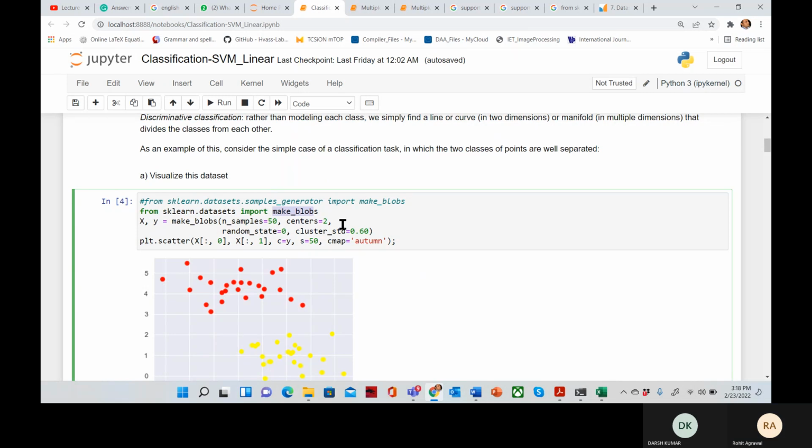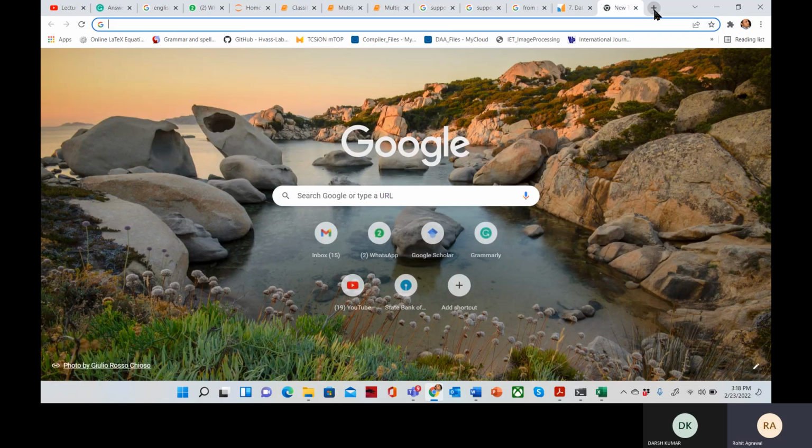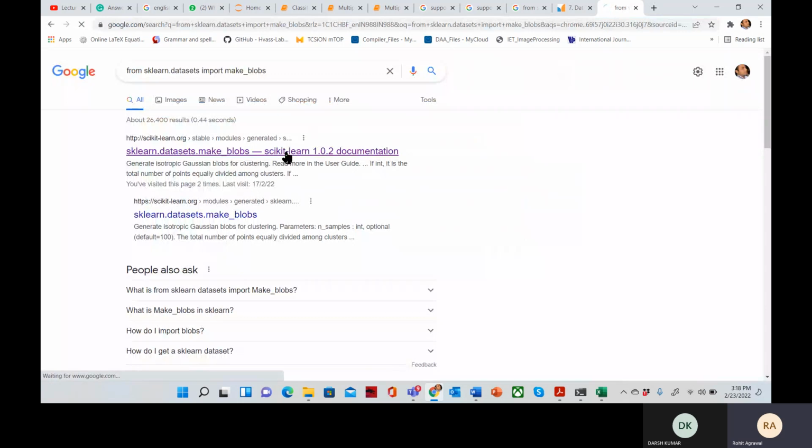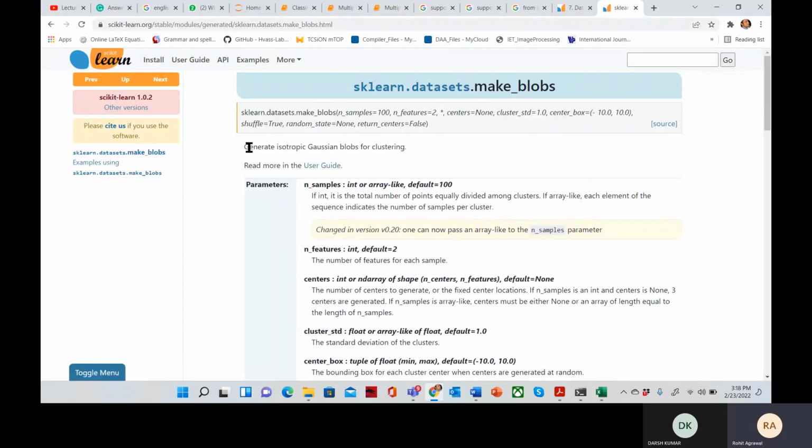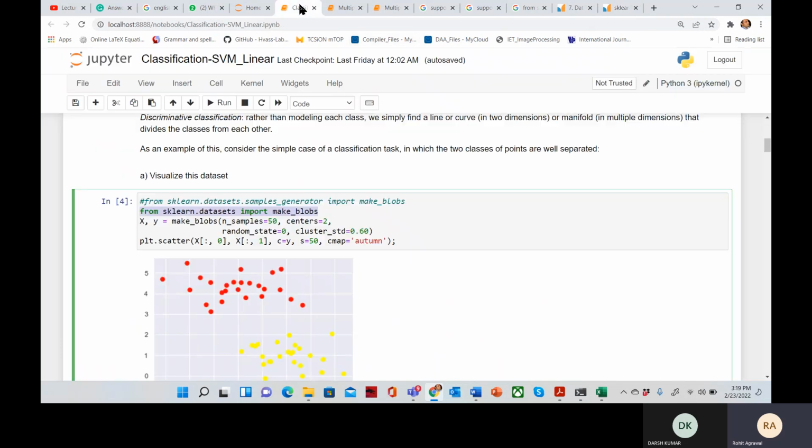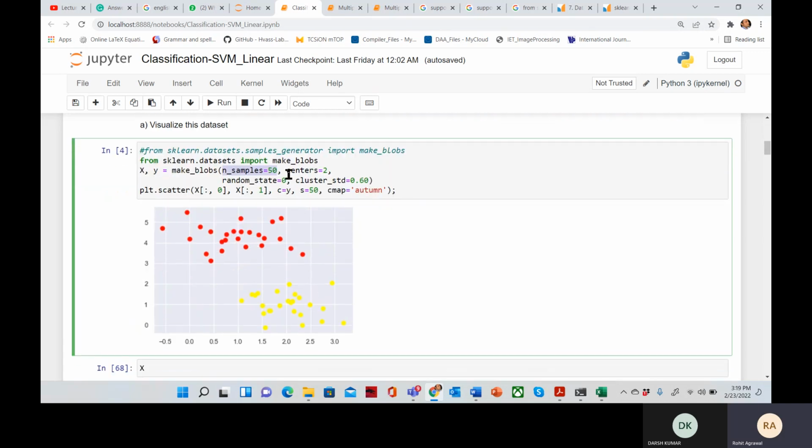Clear? Yes, sir. Okay, so we are using this data set. If you want to see the individual data set, we can write here and you can see this. Generate isotropic Gaussian blobs for clustering. So we are using this data set, and in this data set, how many samples are we taking? We are taking just 50 samples.